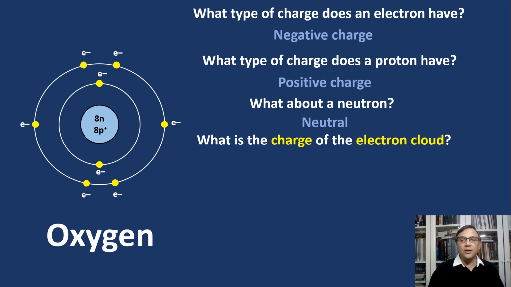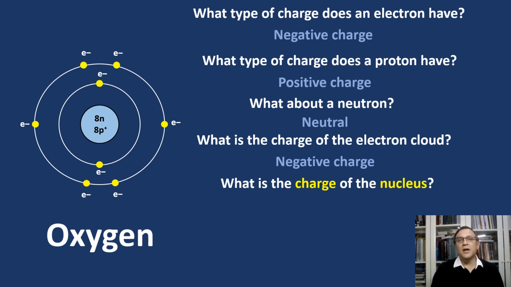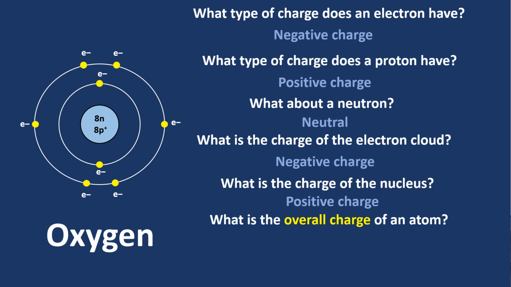What is the charge of an electron cloud? The electron cloud, made up of electrons, carries a negative charge. What is the charge of the nucleus? The nucleus is made up of neutrons, neutral, and protons, positive. Since the neutrons are neutral and the protons are positive, the nucleus overall has a positive charge. What is the overall charge of an atom? An atom is electrically neutral because the number of protons, positive charges, equals the number of electrons, negative charges. For example, in an oxygen atom, there are 8 protons and 8 electrons, balancing the charge.